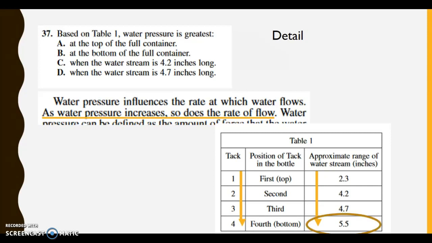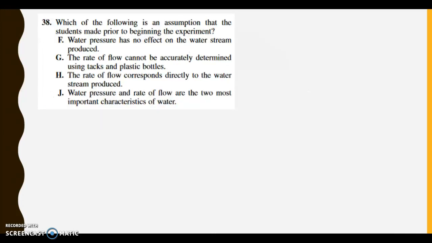So here in our fourth tack, at the bottom of the bottle, is where our rate of flow would be the highest, indicated by the range of our water stream. So our answer choice is answer choice B, at the bottom of a full container.